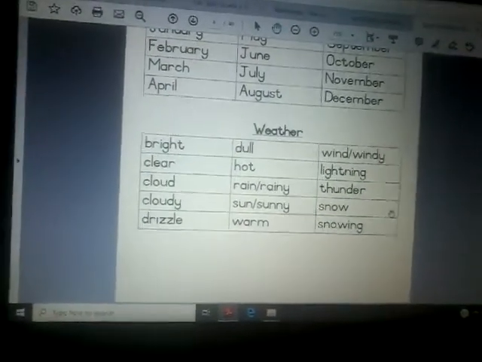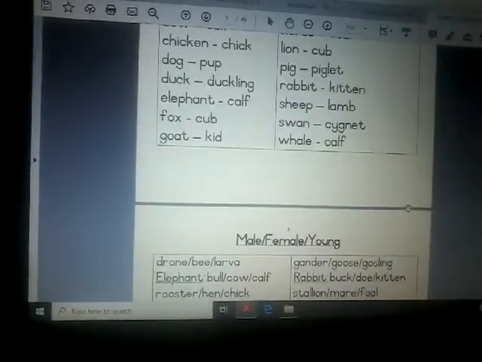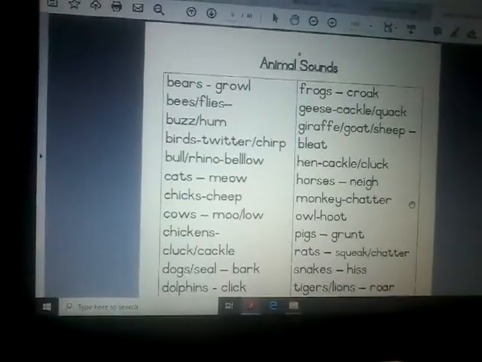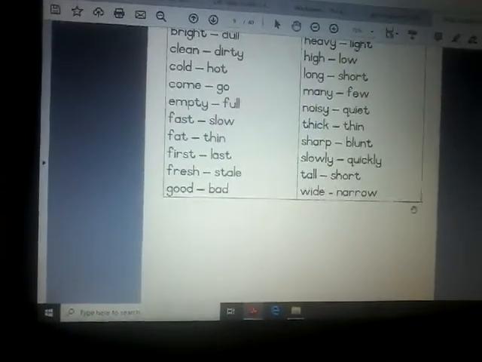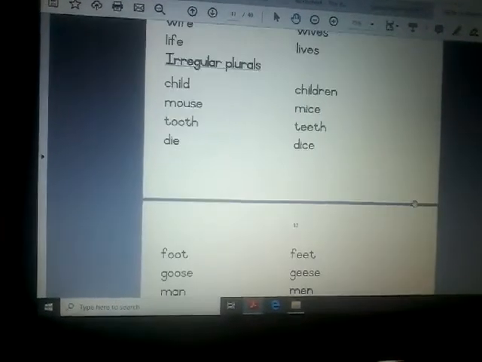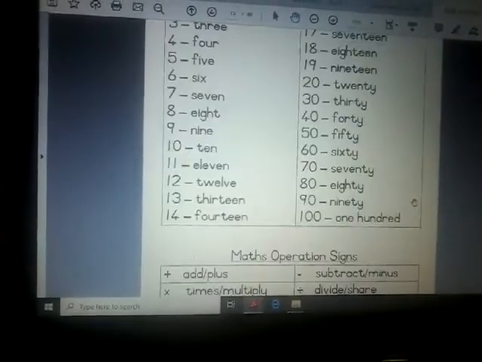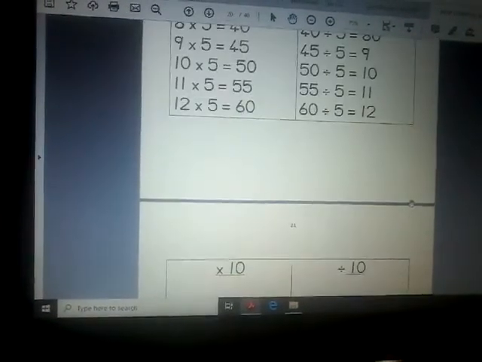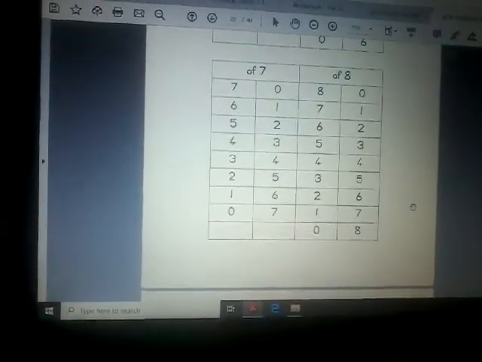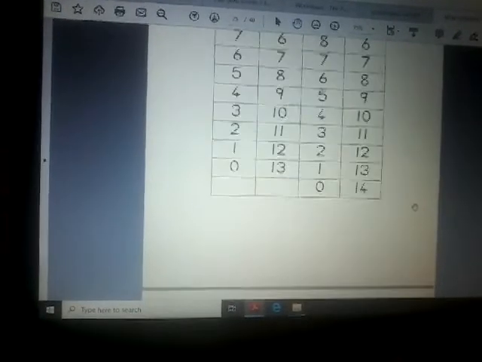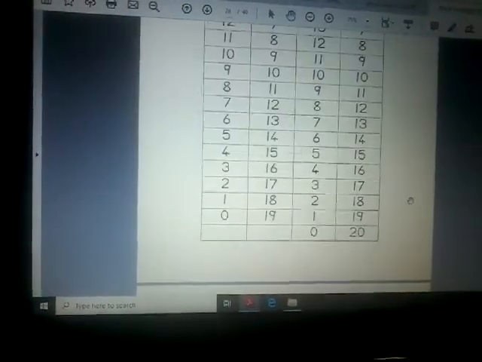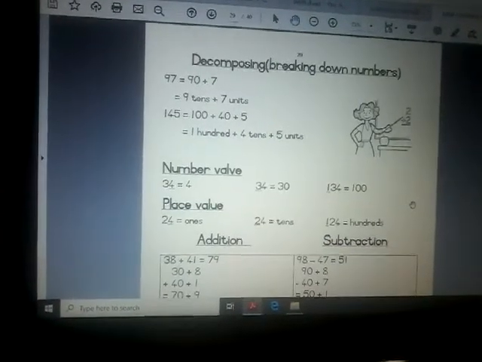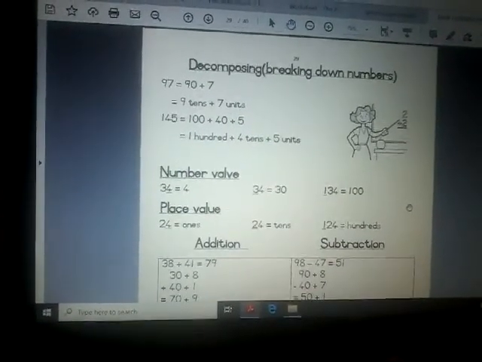Please go through your reference book. There are so many different ideas and words that you could use in your stories and in your sentences that you are writing for your English. If you look through, even if you go further on, you can actually see the family facts of the different numbers. I would advise you to please also go through timing. You can actually see how we're going to go further on with some of the sums.